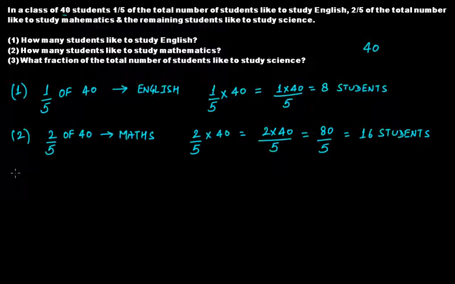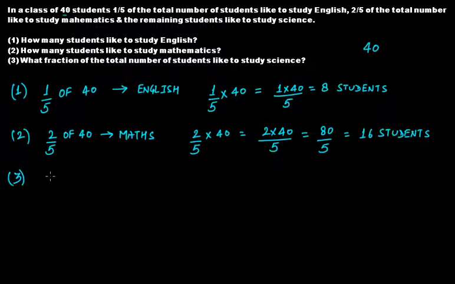Now the third portion. What fraction of the total number of students like to study science? We have found the number of students for English and for mathematics. In this third part, it's not asking for the number of students who like science, but the fraction. In these two cases, we had to find the numbers.